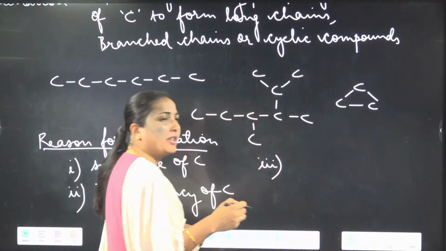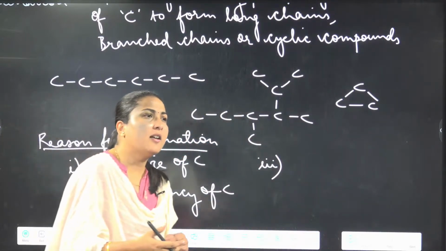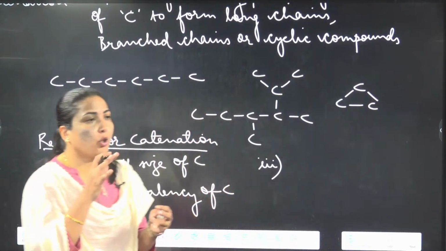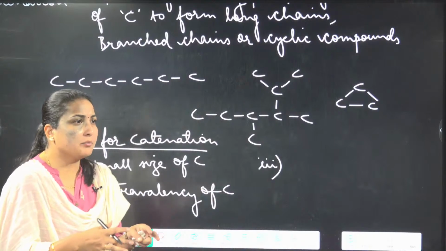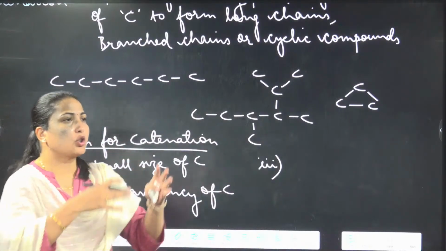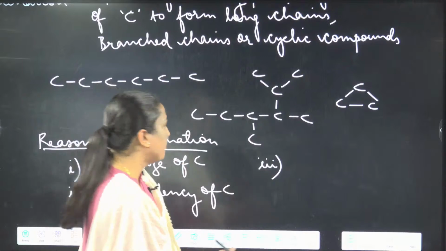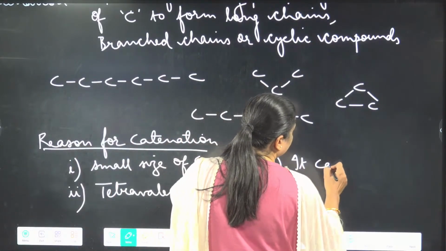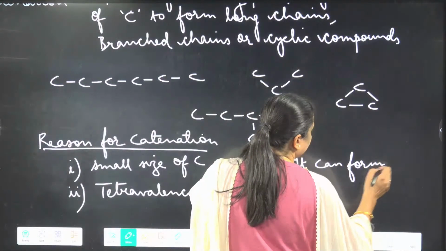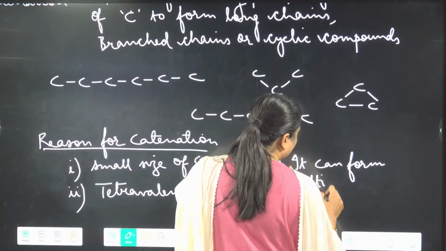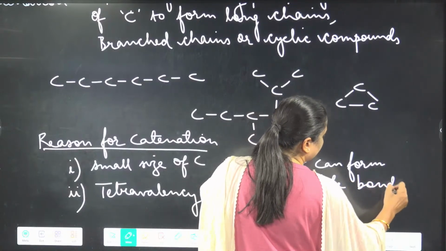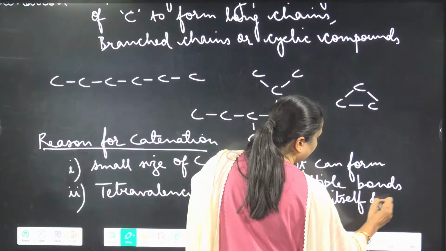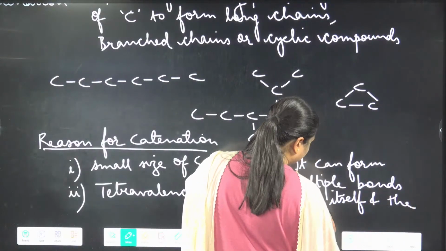And we know that there is C double bond C, C triple bond C, C triple bond N, C double bond O, right? So it can form multiple bonds not only with its own atoms, it can also form with other atoms, like oxygen, nitrogen, preferably of the second period, right? So it can form multiple bonds with itself and the other atoms.